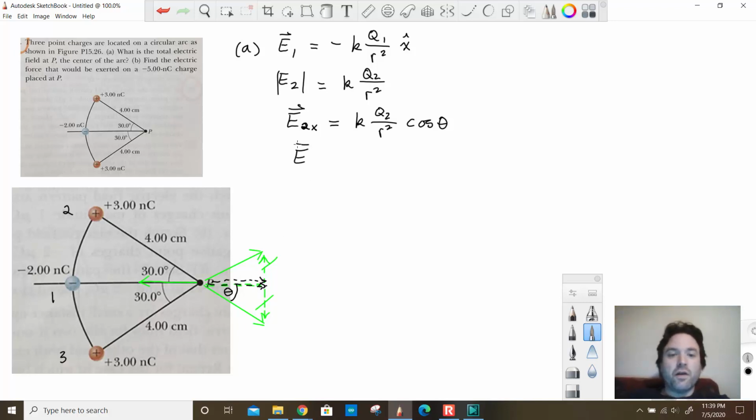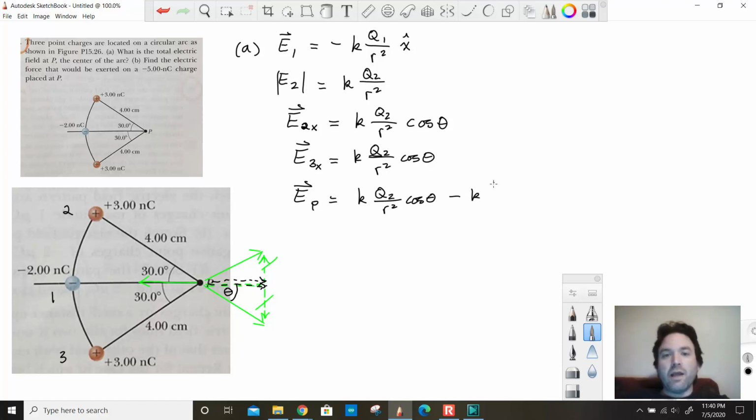We can also say then that the x component of the E field due to charge 3 is also going to be the same as this. Now I could put 3, or if I want, I could just put 2 again. Nothing wrong with that, because they're equivalent, right? So the total E field at point P is going to then be k q 2 over r squared cosine theta minus k q 1 over r squared. And that will be in the x-hat direction. All of these actually vectors are in the x-hat direction.